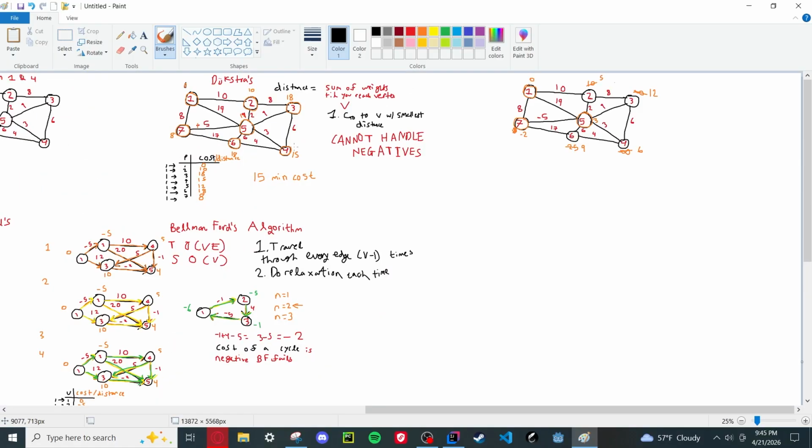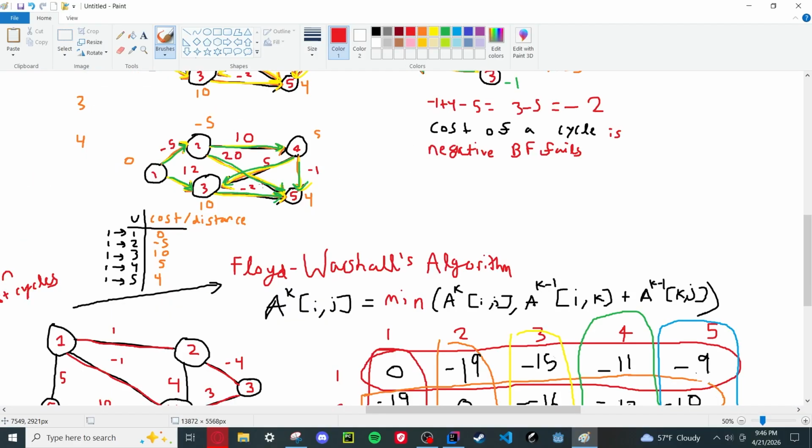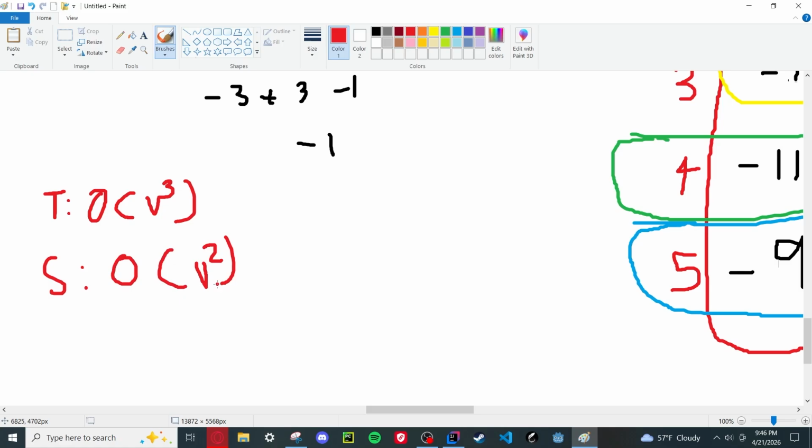Okay, so time complexity is the last thing you need to understand for this algorithm. This one will have a time complexity of O(V cubed) and a space complexity of O(V squared) because it's a nested array. O(V cubed) is just looping through everything and everything and everything. You're looping through V in V in V.